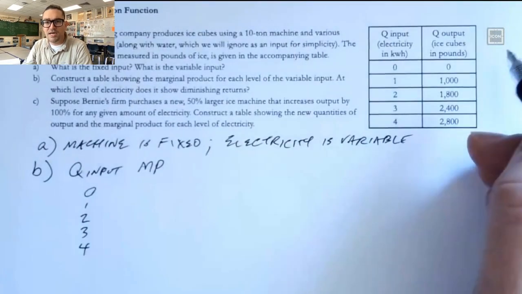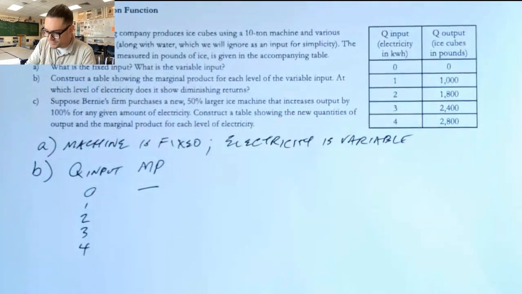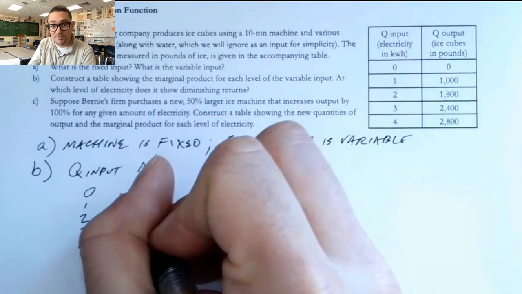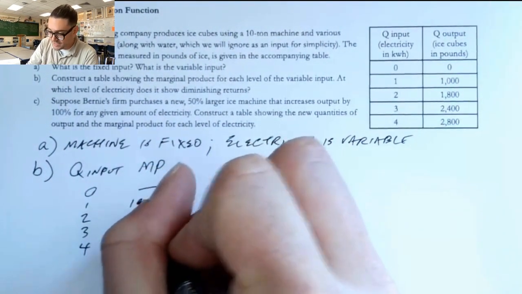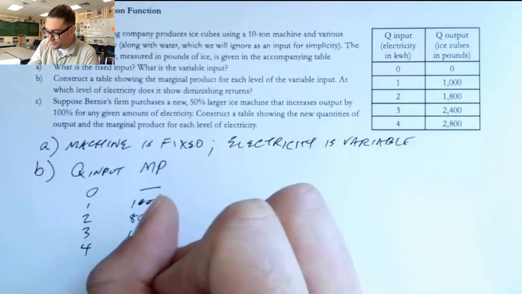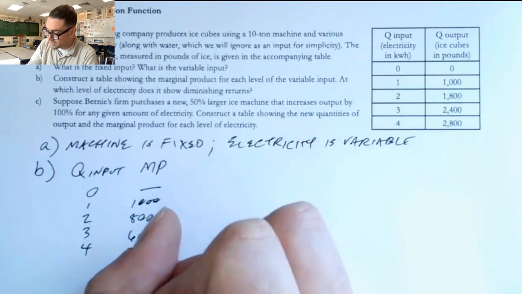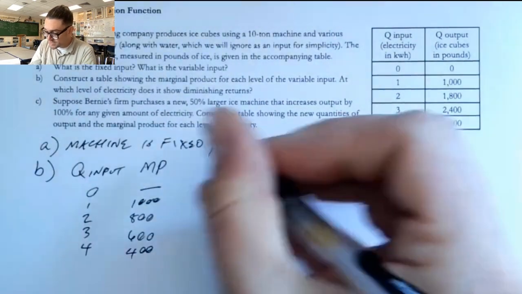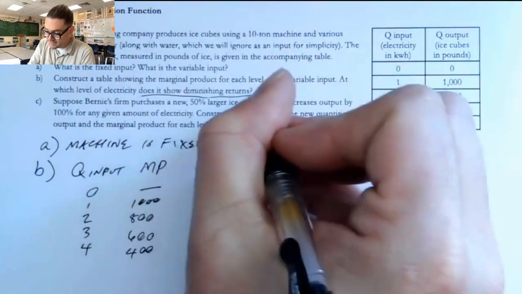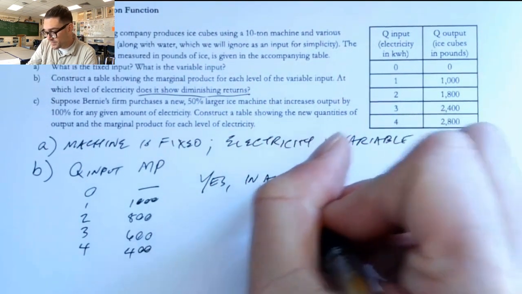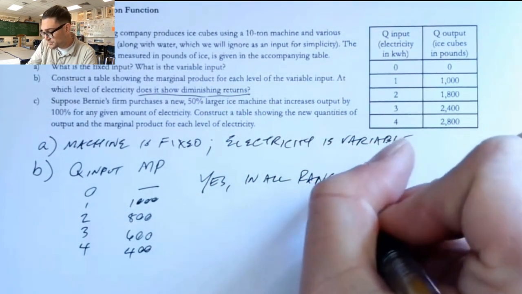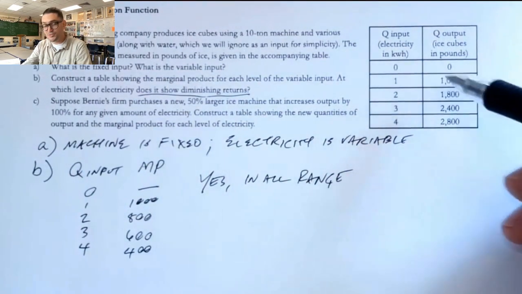There we go. And so for the first one, there's no 0th amount of marginal product, but for the first one, they gain 1,000 pounds of ice. Then when we move to the second one, they gain 800 pounds. Then the third one, they gain 600 pounds. And then the last one, they gain 400 pounds. And so we would say, does it show diminishing returns? Yes, in the whole range, it shows diminishing returns to the input.